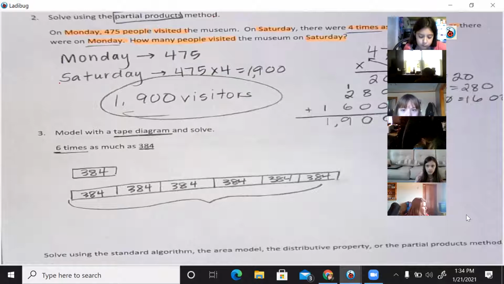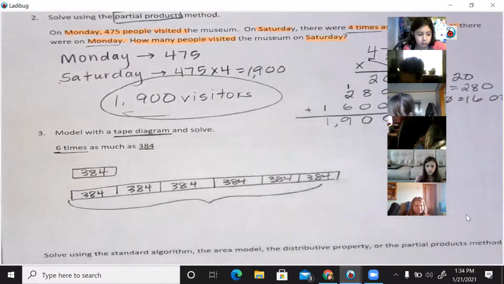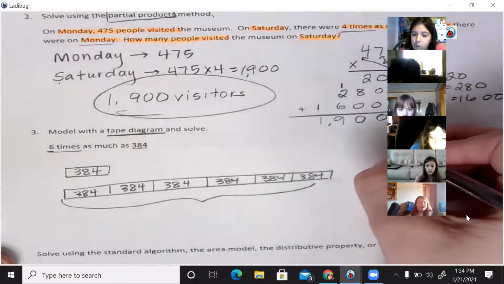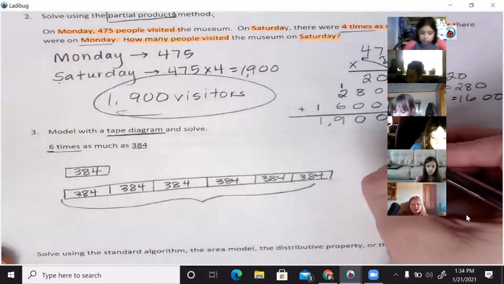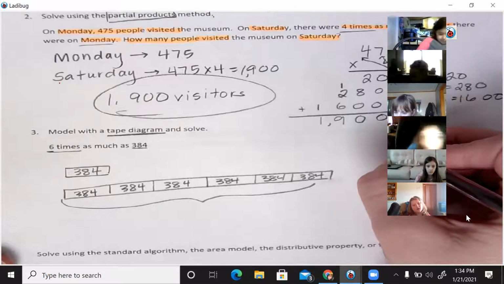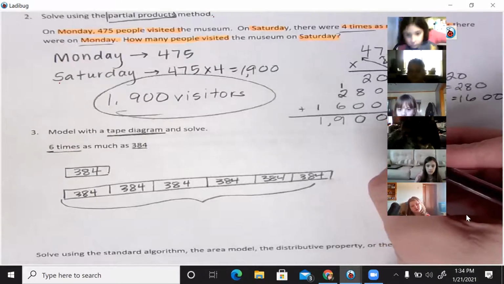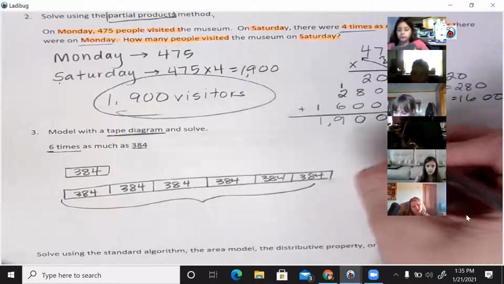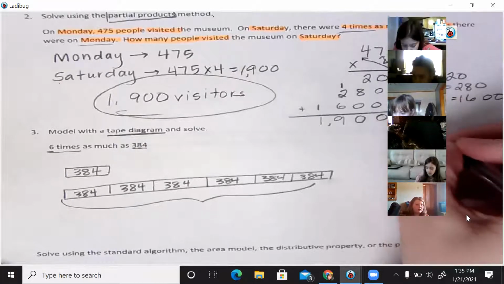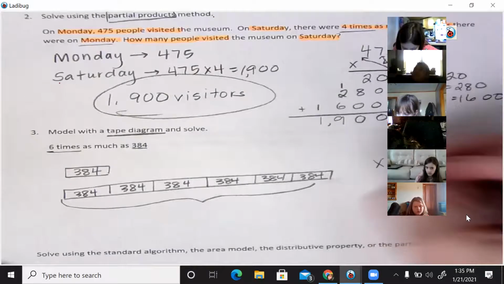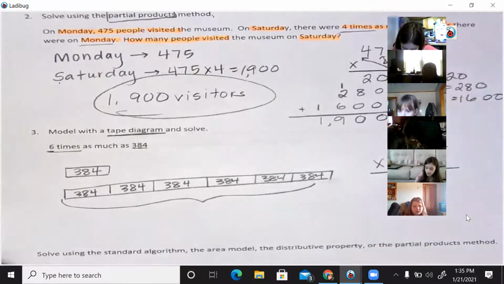What was the question? I want you to tell me how we're going to figure out what the total of all 6 of those 384s is. You go to the side and you can write 384 times 6. Okay, what method would you like to use to solve?